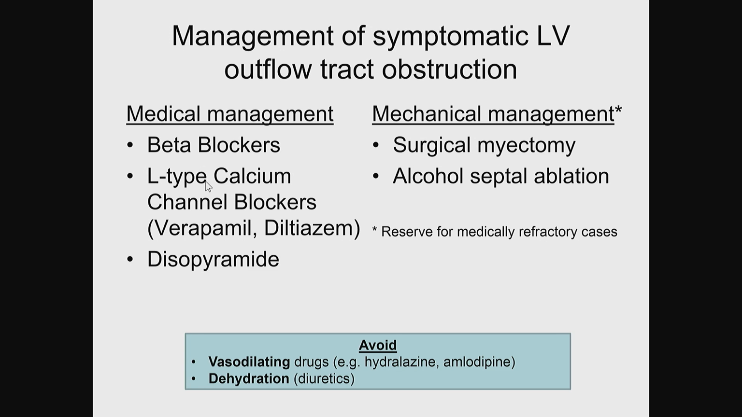Where beta blockers and calcium channel blockers are ineffective, disopyramide can be added as a second agent in combination with one of the two. And where patients fail therapy with medications, referral for mechanical management or septal reduction therapy, either with surgical myectomy or alcohol septal ablation, may be indicated. It is estimated that approximately 5% of patients with obstructive HCM may develop medically refractory symptoms which merit referral for septal reduction therapy. However, this is not a treatment that's indicated outside of medically refractory symptoms.